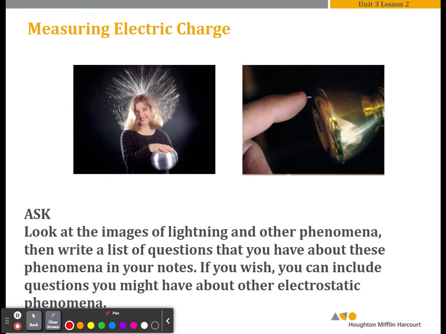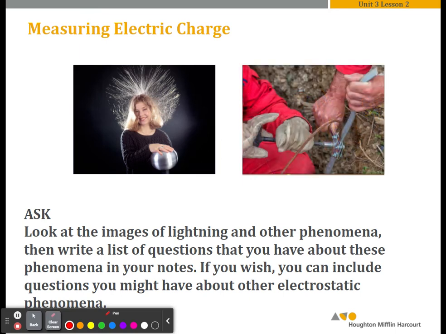And why does a person's hair stand up on end like this? What are the forces that are taking place that make her hair stand up? Think about it. Why would hair stand up like that? Lastly, what we see here is some workers grounding an electric system.